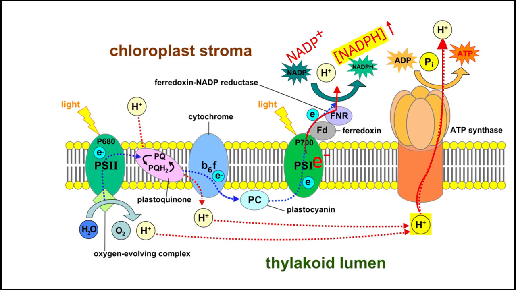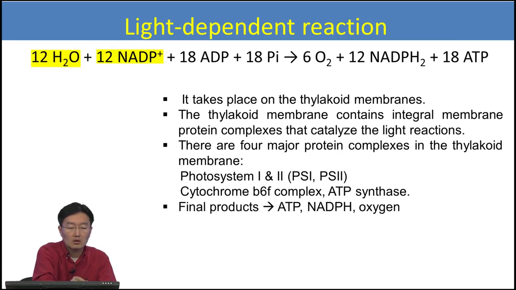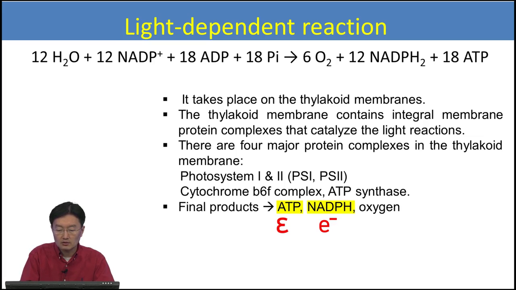And on top of this, the plant cells can accumulate reduced NADPH, which means electron carriers, electron donors. So for the light-dependent reactions, the chemical formula is like this. The water and NADP plus, the oxidized ones, are reduced, and then a huge amount of ATP can be synthesized. The last piece of critical information related to the light-dependent reaction is the generation of oxygen. Final products: ATP, NADPH, energy, electrons, and oxygen.